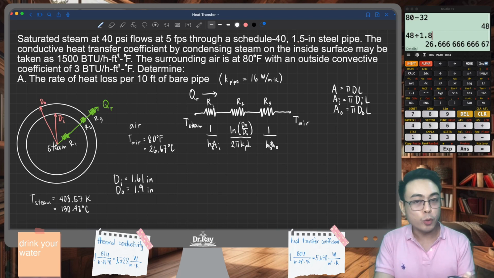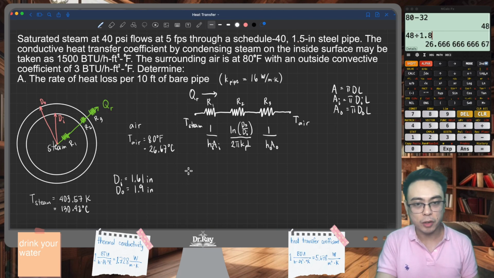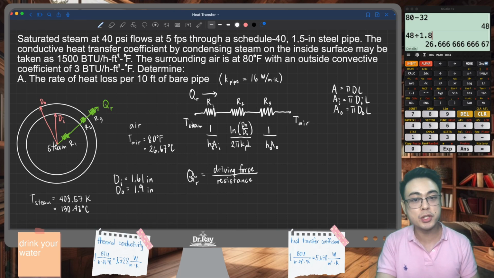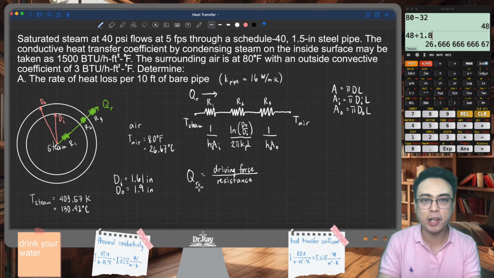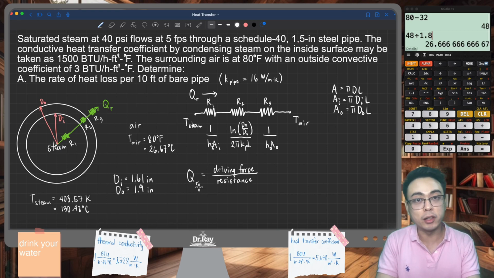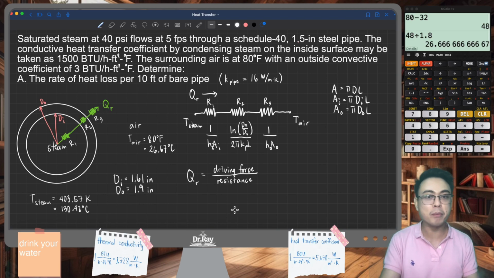Now, how do we characterize the rate of heat transfer? The radial rate of heat transfer, always remember, is simply the driving force divided by the resistance. This is a very powerful expression, this rate equation, that we can apply to anything involving heat transfer, right? So in our equivalent resistance diagram, you just have to pinpoint two different ends and apply this equation.